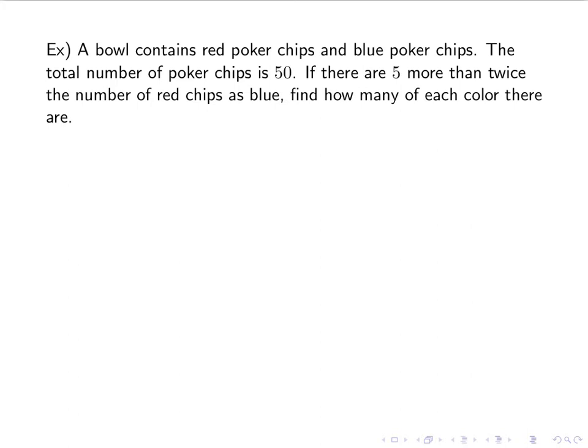Okay, let's try another one. A bowl contains red poker chips and blue poker chips. The total number of poker chips is 50. If there are 5 more than twice the number of red chips as blue, find how many of each color there are.